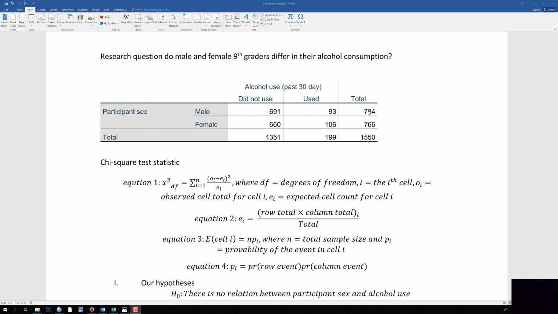Like for instance, the total number of males is 784, and 766 females. There's 199 individuals who used alcohol and 1351 who did not, and there's a total of 1550 individuals. So this total will be the sum of the 2 row totals. It'll also be the sum of the 2 column totals.